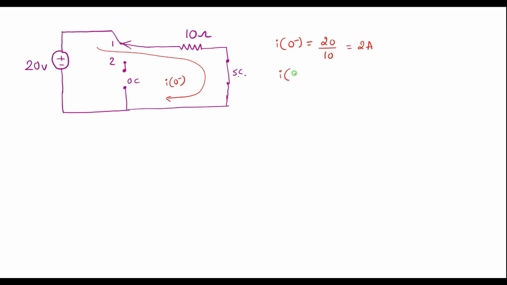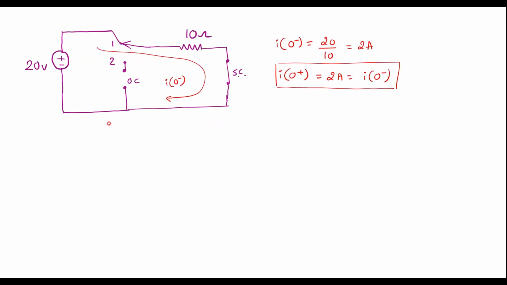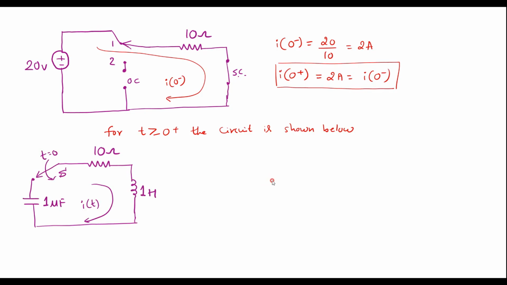So now we also know that i of 0 plus is also equal to 2 amps, that is nothing but i of 0 minus. That is, the current through the inductor immediately after the switching operation is the same as before the switching operation. So now it is said that at t equal to 0, the position will change from 1 to 2. So let me redraw the circuit for t greater than or equal to 0, that is for t greater than 0 plus. The circuit is shown below. So this is the circuit when the switch is moved from position 1 to position 2.